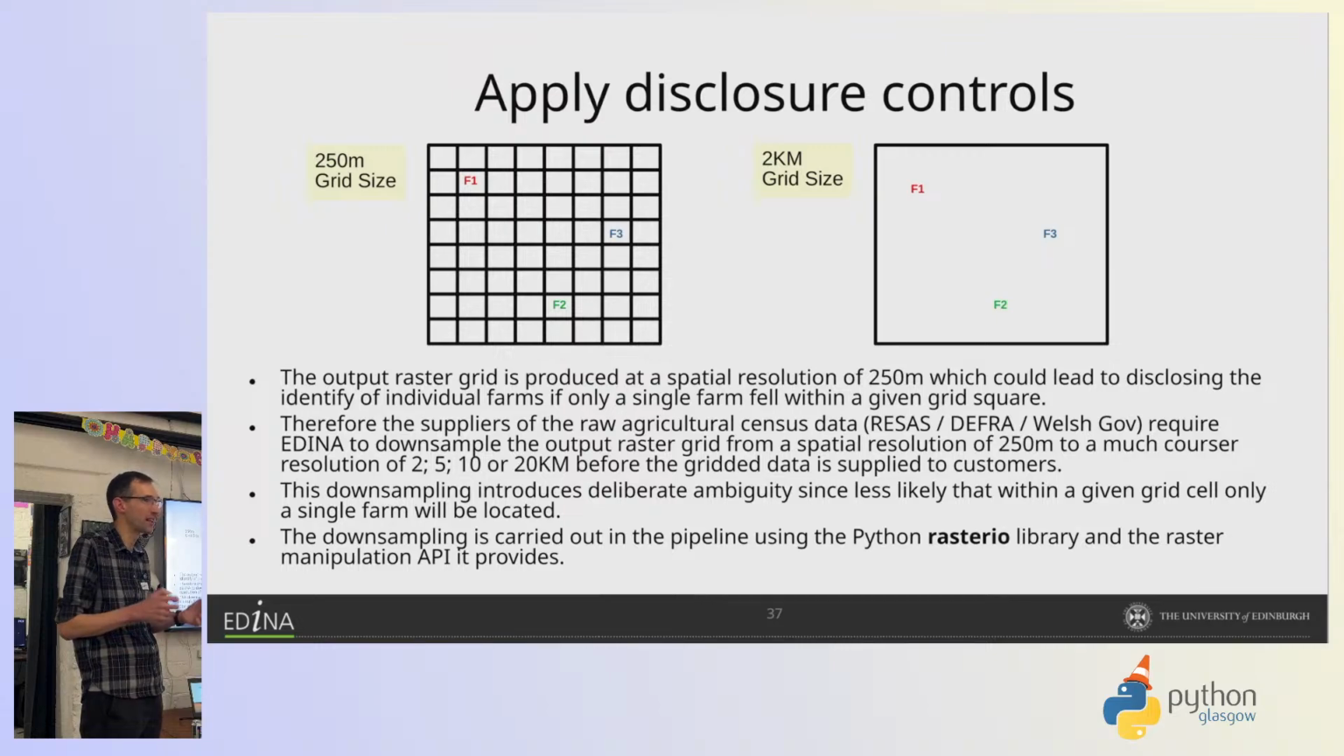And you don't really want to identify individuals as part of census data, because it would be bad for the farmers, since competitors could tell what they were doing. So to avoid that, we have to apply these things called disclosure controls.